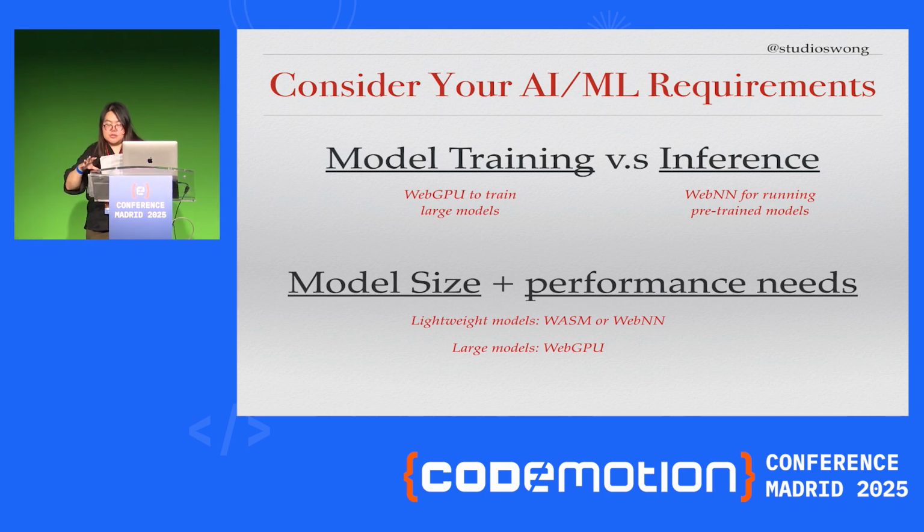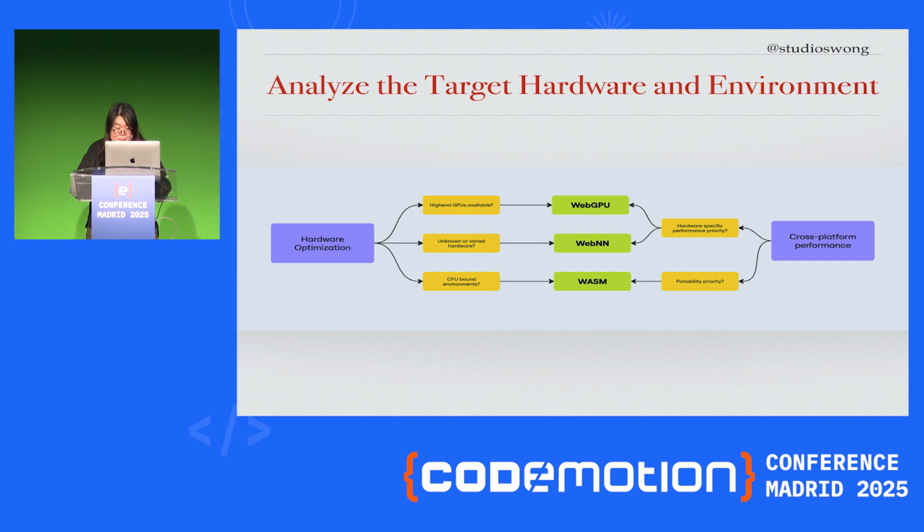You don't even need to go into all that logic about GPU computing, and also your model size. With WebNN, it's still like if you have more lightweight models, then you can just use WASM. You don't need to offload anything to WebGPU. However, if you have large models, you pretty much need WebGPU to leverage the full power of parallel computing on the GPU.